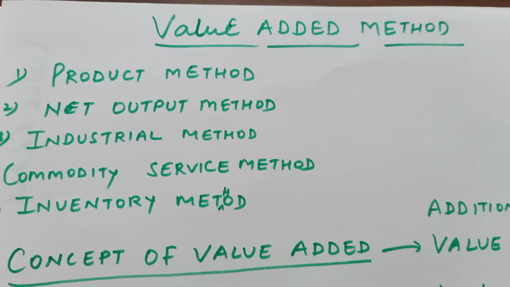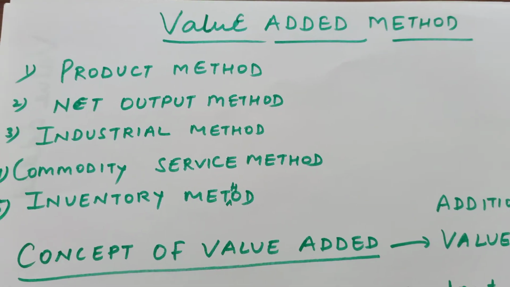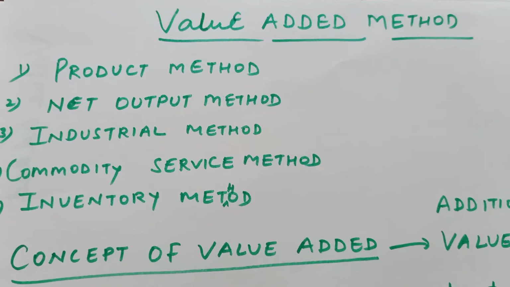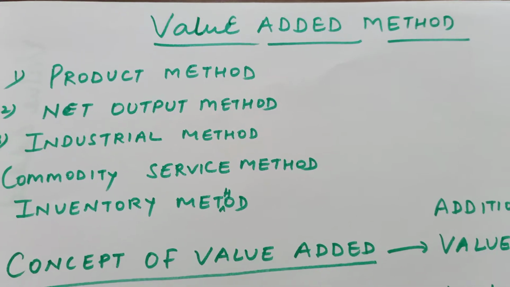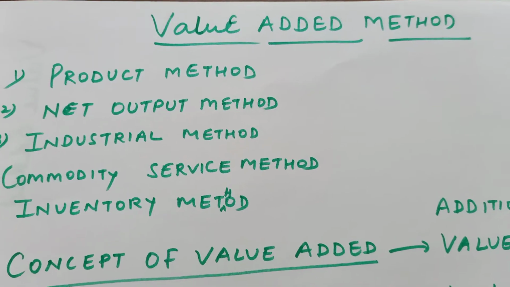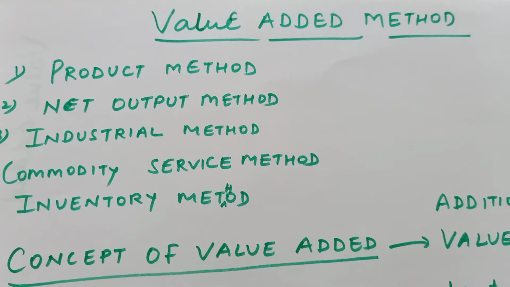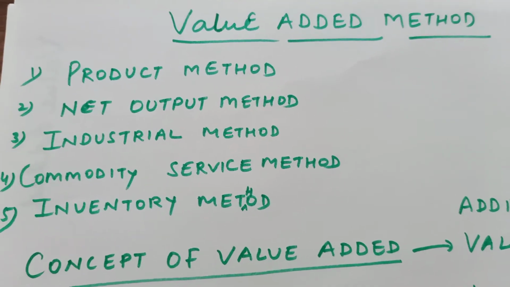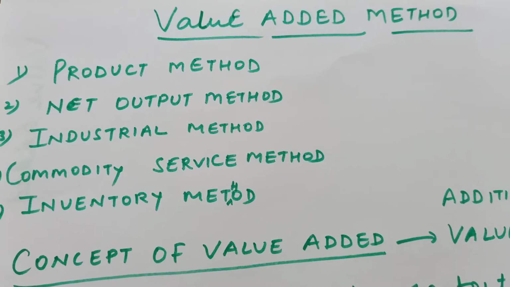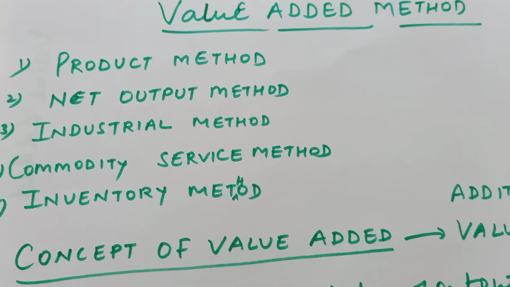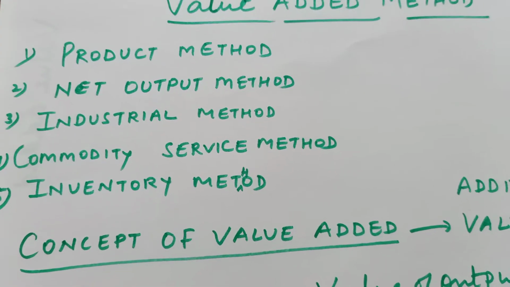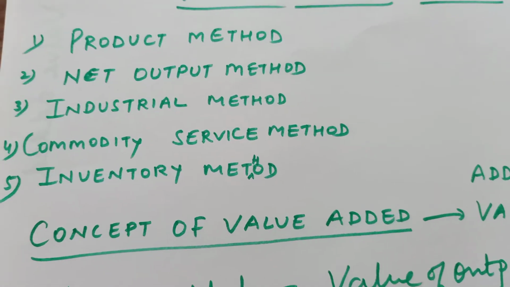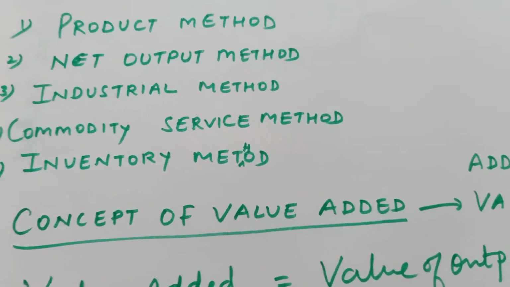Today we are going to discuss the value added method. In the previous video I told you about three methods. There are three methods of measuring national income: number 1, value added method; number 2, income method; and number 3, expenditure method. Here you can see the value added method is also known as the product method. It is also known as the net output method, industrial origin method, commodity service method, and inventory method.